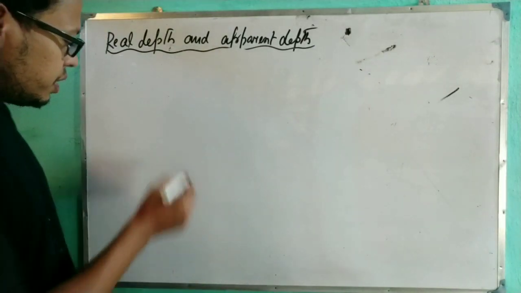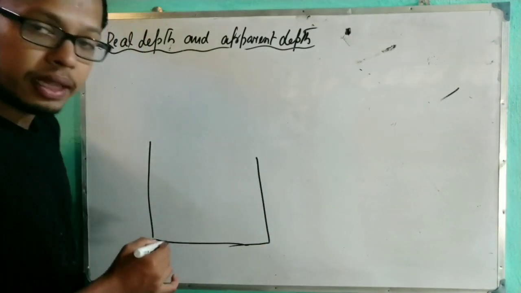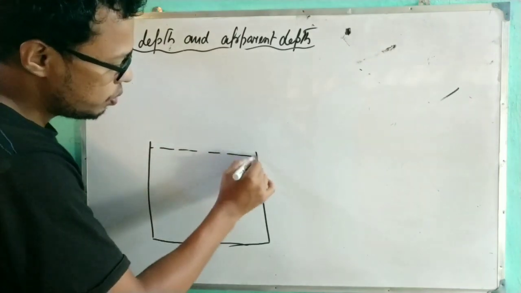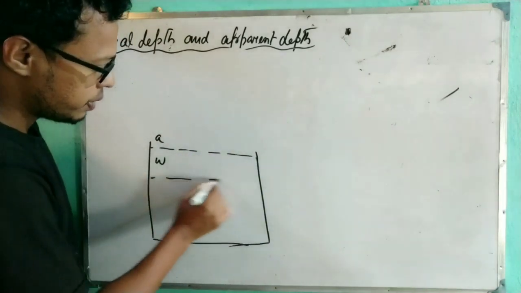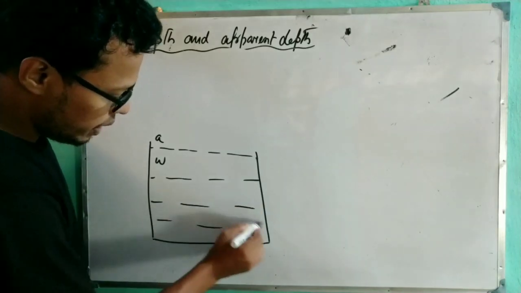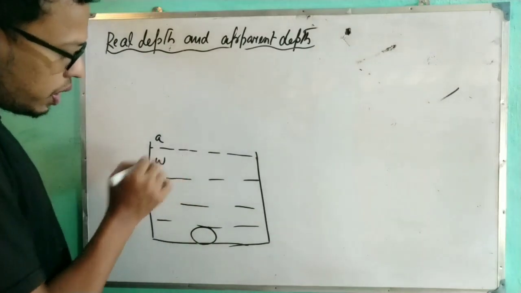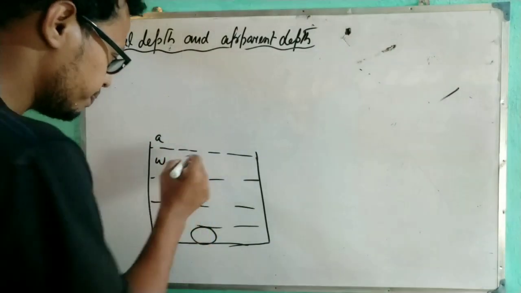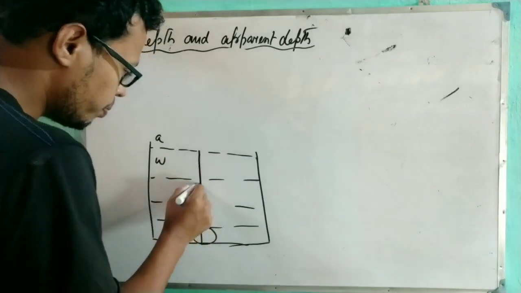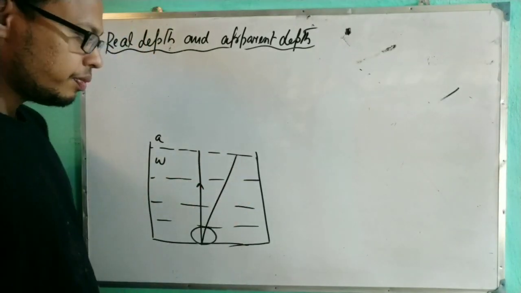To explain this, I am taking one container which is filled with water, and this layer is the water-air interface. This is water, this is air. Okay, and a coin is kept at the bottom. So many rays will come from the coin. I am considering two rays out of this. One ray which is falling normally and another ray which is making some angle.